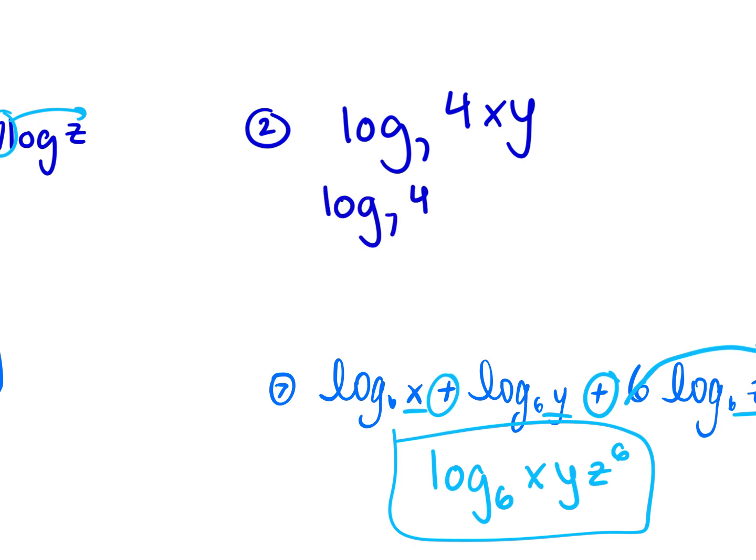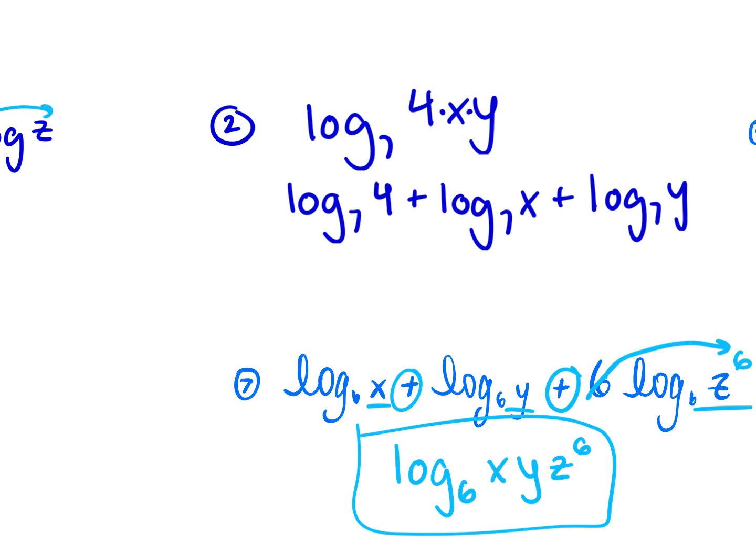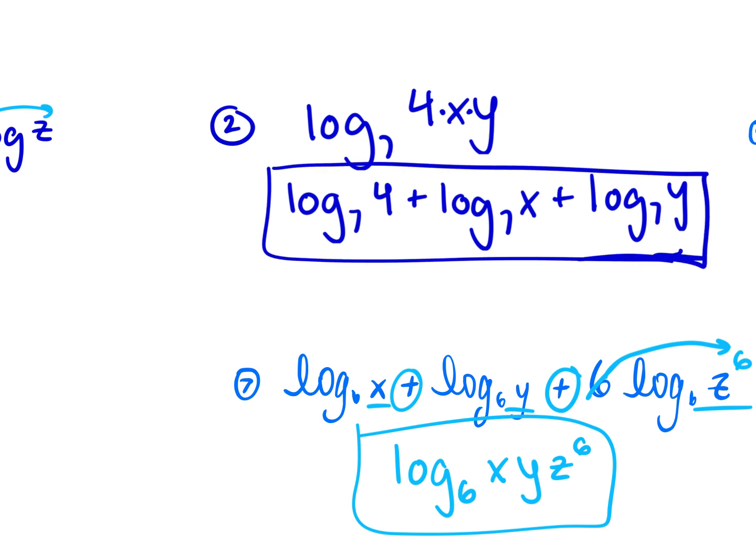Log base 7 of 4 plus log 7 of x plus log 7 of y. Awesome. That 4 is getting multiplied too. So even though it's not a variable, we still separate it with addition. So any numbers that we have too, if you're dividing or multiplying, you need to separate it and it gets its own log. All right, let's do 22.